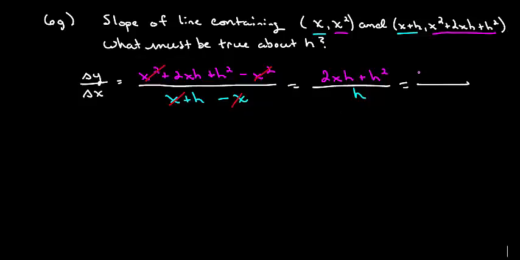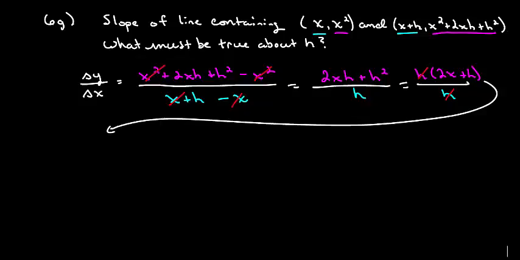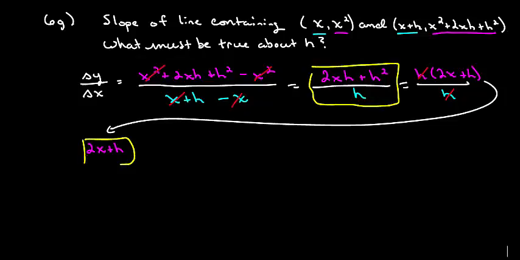So what is that equal to? Well, in the numerator we can factor out an h, and now I can cancel. Now, here's the important thing. I'm going to say that this guy right here is going to be equal to 2x plus h over 1. So what we're trying to say is that the slope, this guy right here is equivalent to this guy right here.